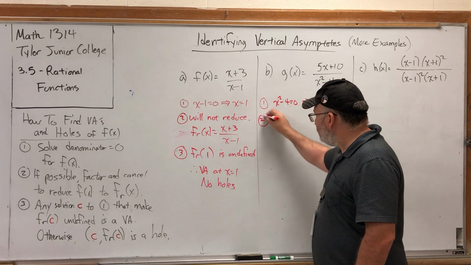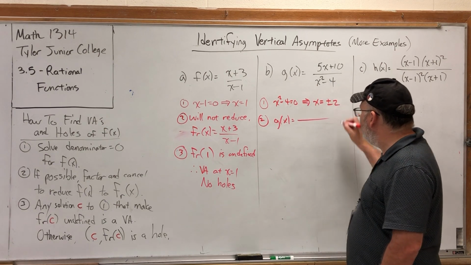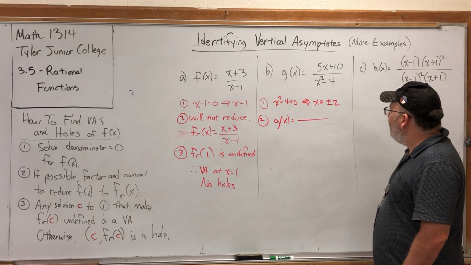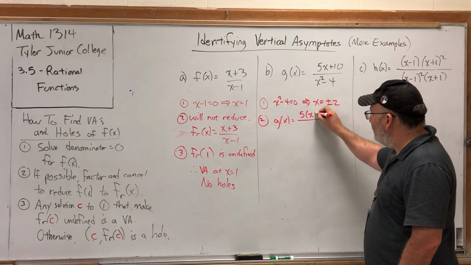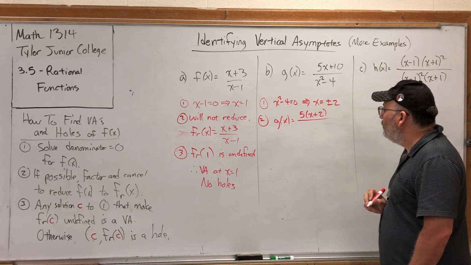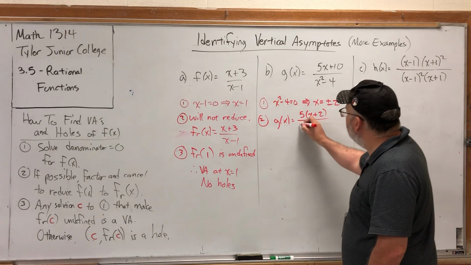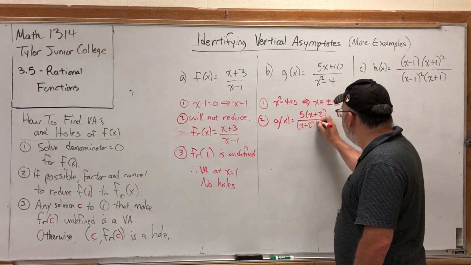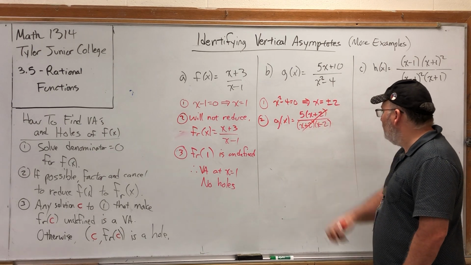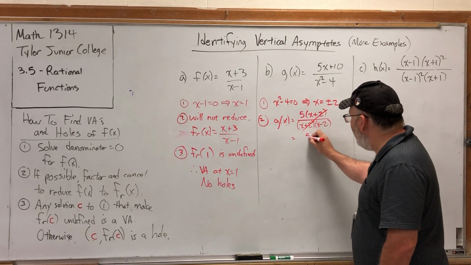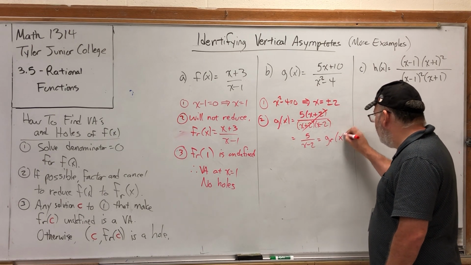Second step, try to reduce this function by factoring and canceling. The 5x plus 10 has a common factor of 5, which would leave another factor of x plus 2. Of course, the denominator is x plus 2 and x minus 2. The x plus 2's cancel. That leaves 5 over x minus 2 as the reduced function.